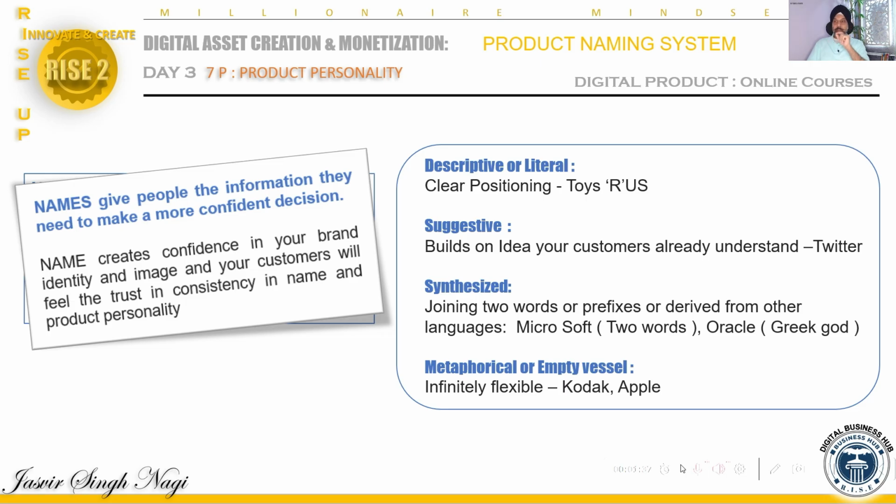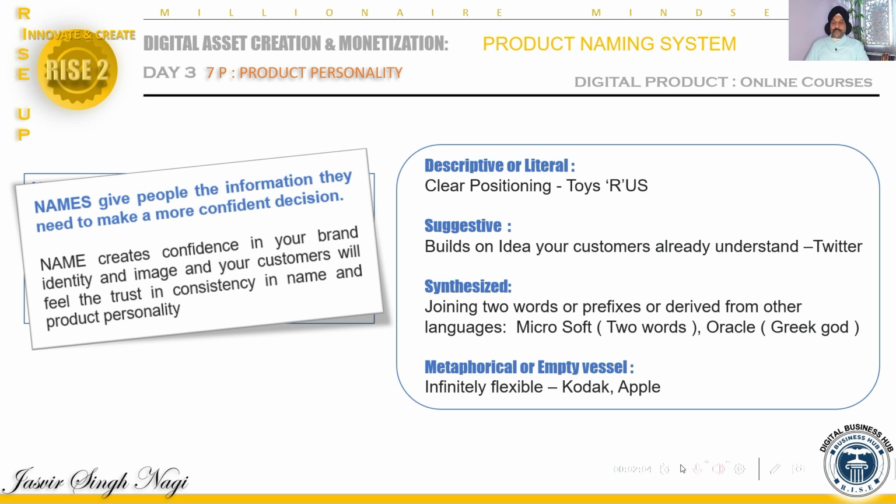Now, the naming system for a product is described in 4 different categories. It is either descriptive or literal, suggestive, synthesized, or metaphorical, which is popularly known as empty vessel. What does all this mean?